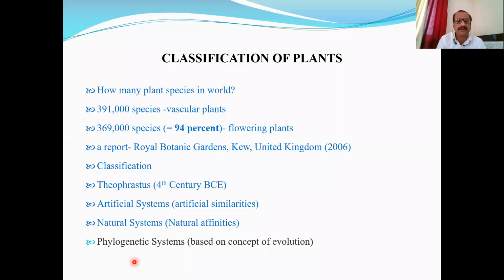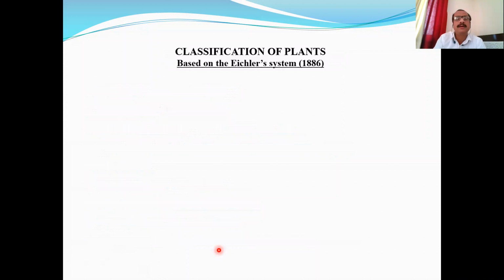One such system of classification based on the concept of evolution, which is also called the evolutionary system or phylogenetic system of classification, was proposed by a scientist. You can see here, that scientist is Eichler, and his system is called Eichler's system of classification, proposed in the year 1886, taking into consideration the concept of evolution for the classification of the entire plant kingdom.